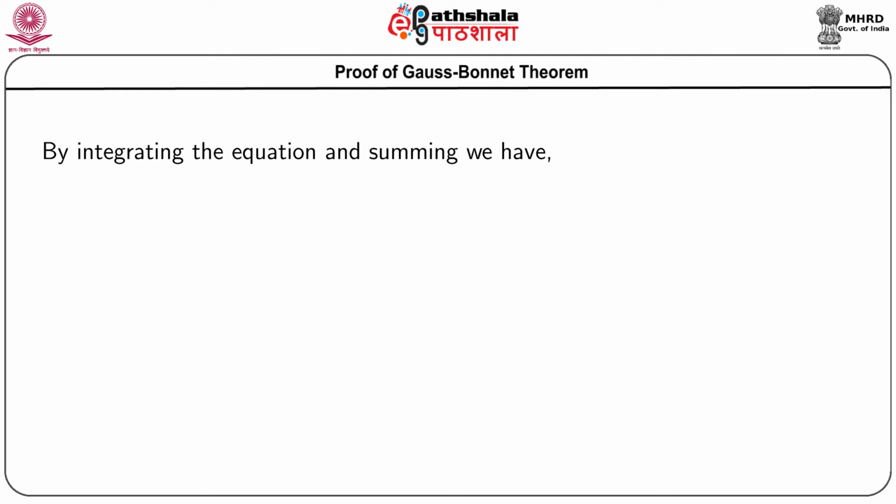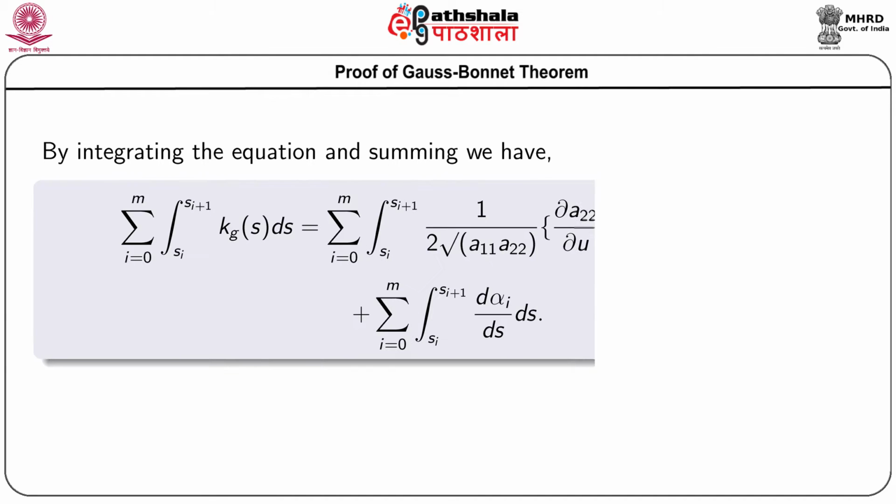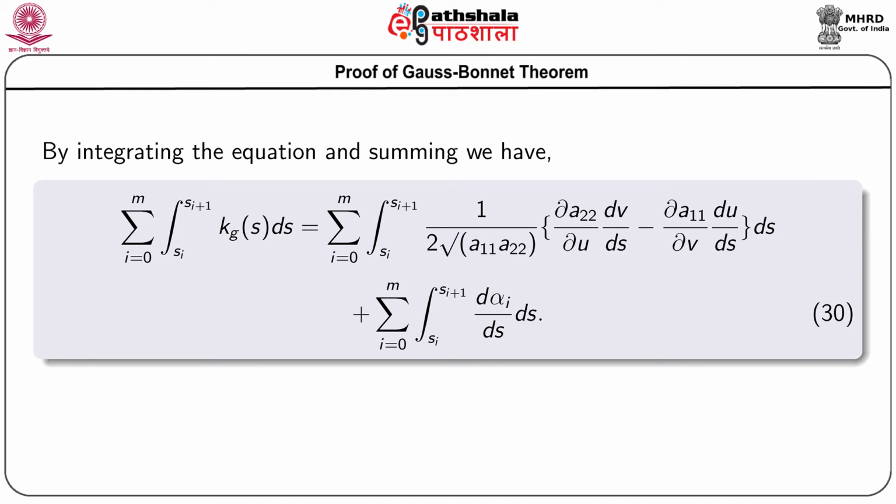Now, by integrating this equation and summing, we have this expression: summation i equal to 0 to m, integration s_i to s_i plus 1 kappa_g(s) ds equals summation i equal to 0 to m, integration s_i to s_i plus 1 of 1 by 2 root A11 A22, and within the second bracket, del A22 by del u dv ds minus del A11 by del v du ds, and whole ds, plus summation i equal to 0 to m, integration s_i to s_i plus 1 d alpha_i ds ds.